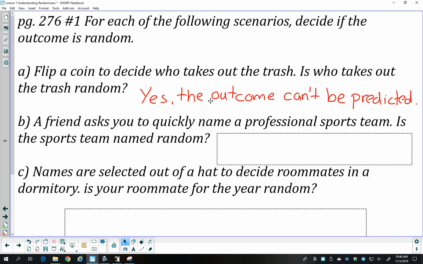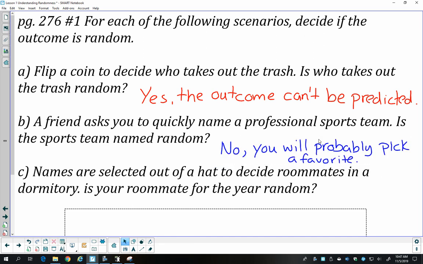If you were to ask a friend to quickly name a professional sports team, is the team they name random? Well, we do know the possibilities. There is a large set of possibilities of names of professional sports teams. But the outcome is probably not random. If you asked me to name a professional sports team, I would probably name a team that I like or that I follow, maybe even one that I don't like in particular. But you're not able to randomly generate, as we would in statistics, a sports team name. So that's probably the random that you have existed with in your life. But in terms of statistics, that's not a random event.